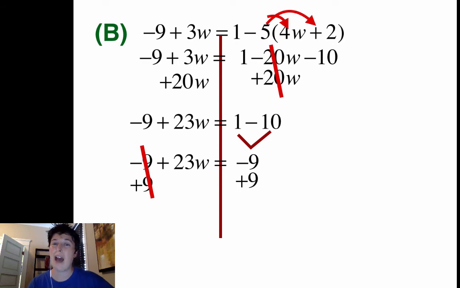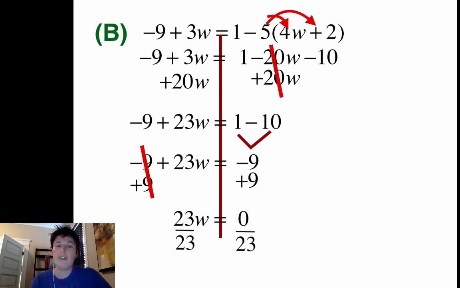In doing so, look what happens. You add the 9 over and you get 23W equals negative 9 plus 9. Well, that's 0, so you get equals 0. But we're not done yet. We still have to finish solving. We have to get rid of the 23. So what do we do? We divide.